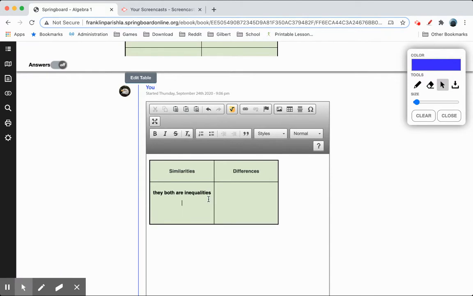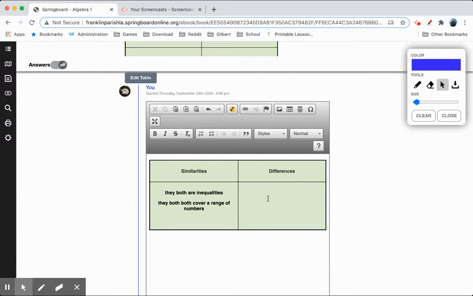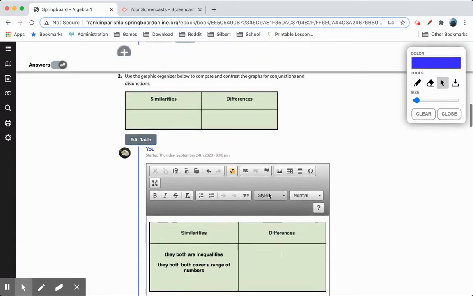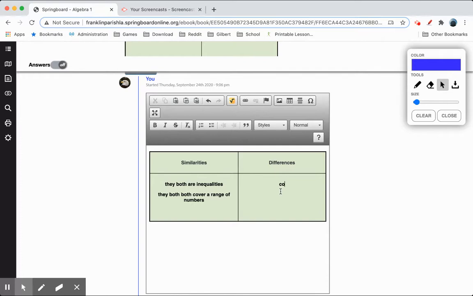Okay. They both cover a range of numbers. And let's say what some differences are between conjunctions and disjunctions. Let's see, conjunctions meet while disjunctions don't meet, don't touch. Okay, the conjunctions will join together, the disjunctions will grow apart.